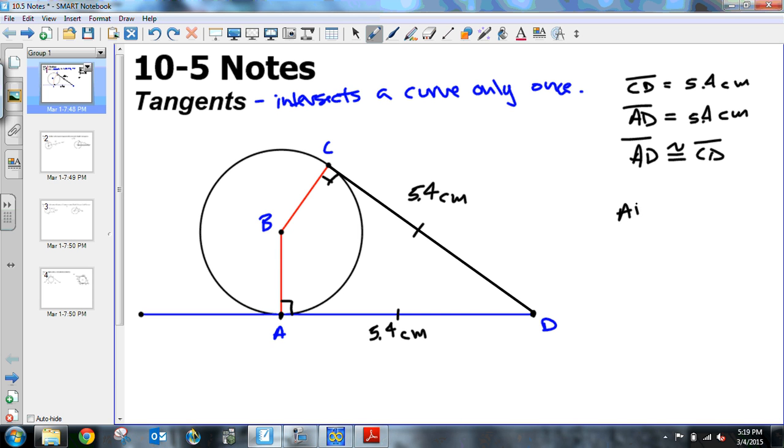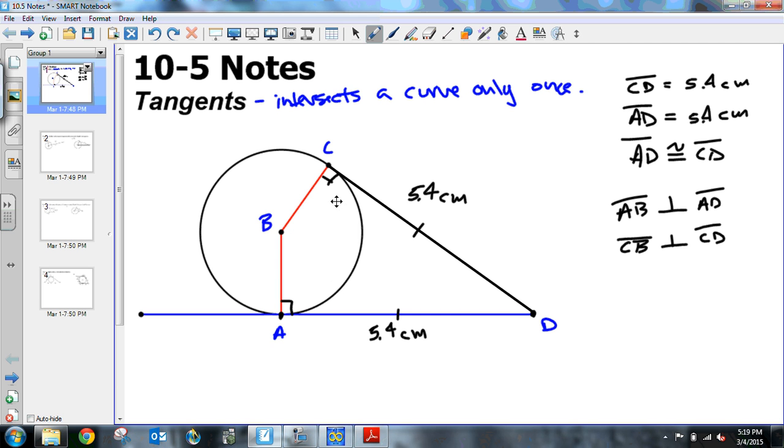Okay, so I can say that segment AB is perpendicular to segment AD. I can also say that segment CB is perpendicular to segment CD. All right, so these are just some things that we can say about tangent lines.